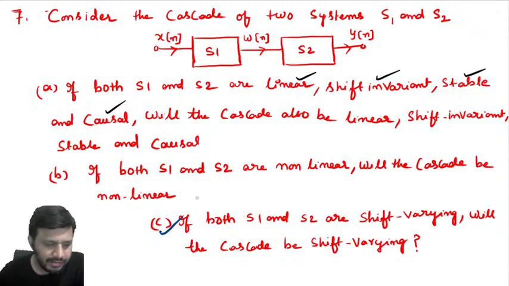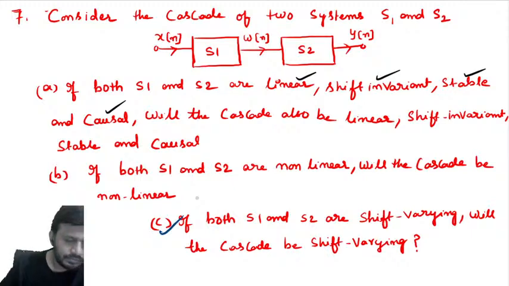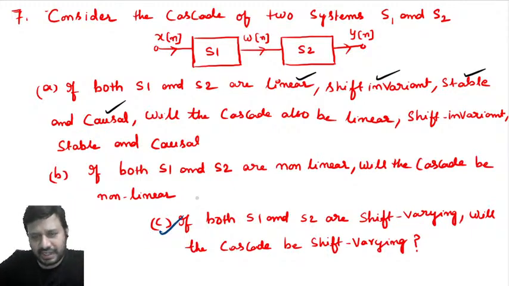Any answer? Please think of. What it is saying is, if both S1 and S2 are shift invariant, means time invariant, will the cascade be time varying?